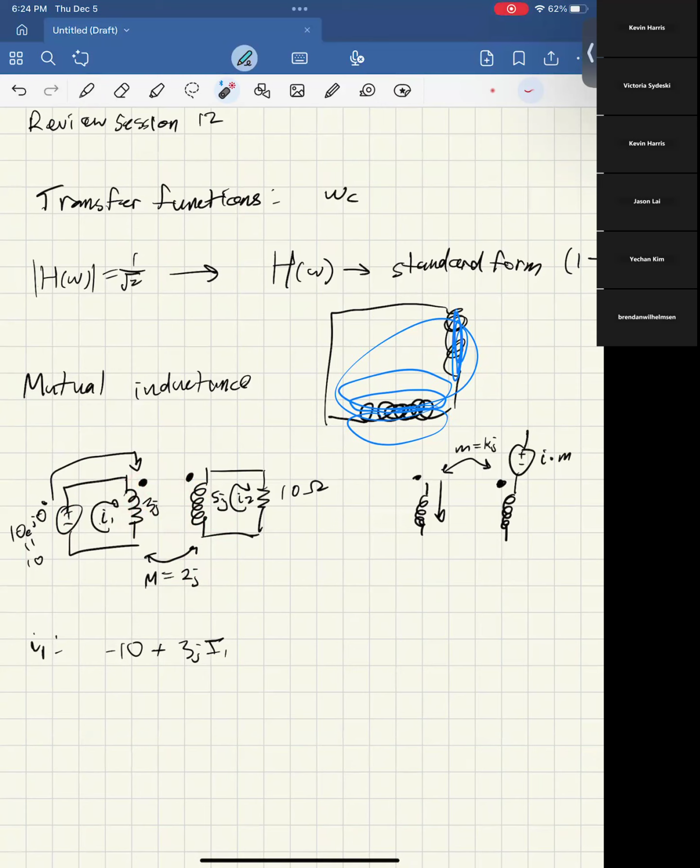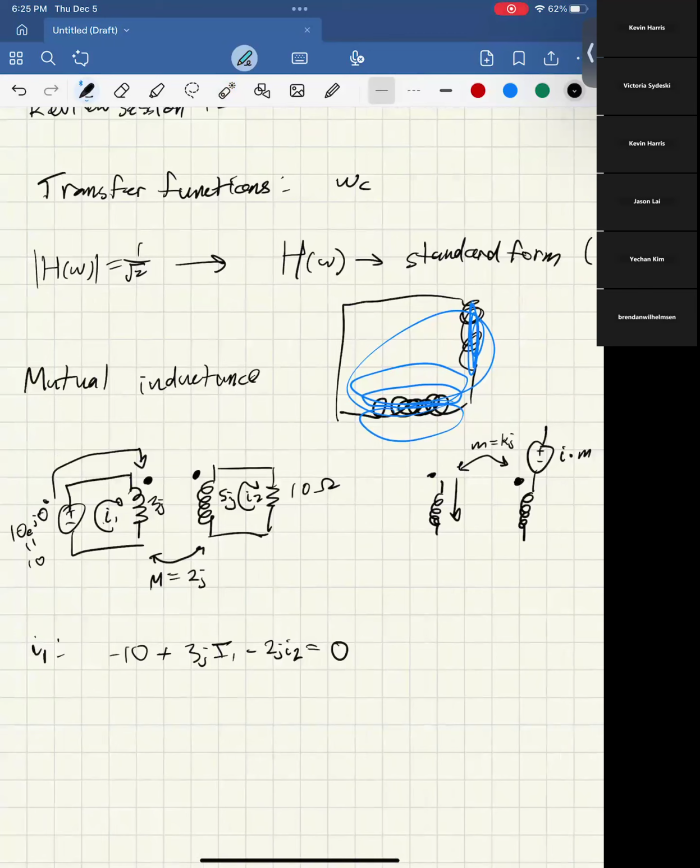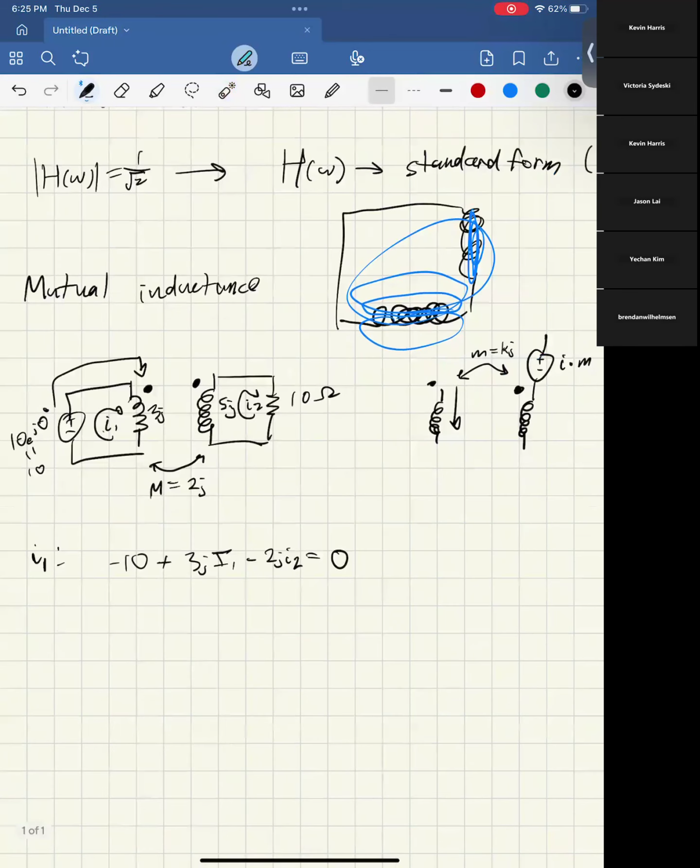However, here, since I2 would be going in on the negative side, this would be negative and this would be positive. And when we go from negative to positive, that means we have a negative thing. That's just passive sign convention from the first unit. So here, this would be minus 2j I2 equals 0. I know it's kind of weird because we have I2 even though it's a completely separate loop, but it still works. And then for I2, very similarly, now we don't even have a voltage source.